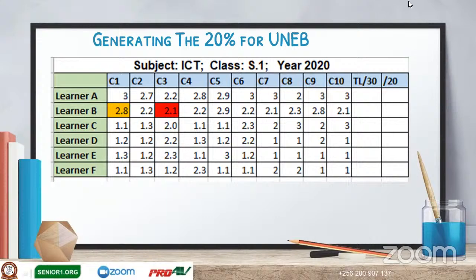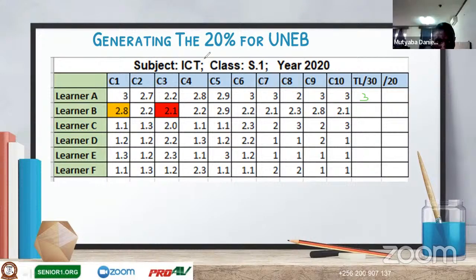Yeah, so at the end of the year, you will have to compute the 20% to be sent to UNEB. How do you do it? If there were 10 chapters, like in this case, the total should be out of 30. You add what the learner has got, then you divide by 30, which is the total for the chapters, and then you convert that to out of 20, because UNEB needs 20.